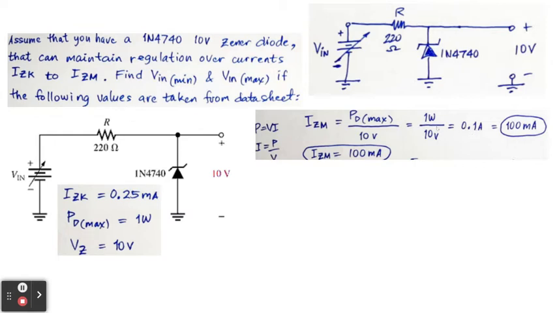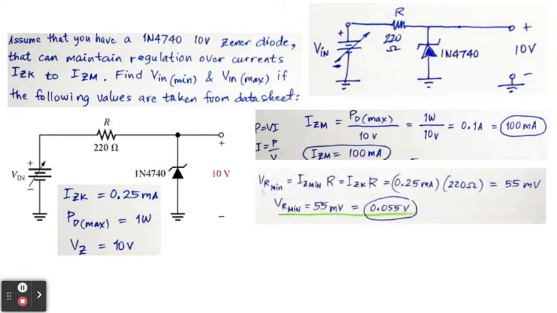Take note that when you divide watts by volts, the answer will be amperes. And if you want to change it to milliamperes, you only need to multiply it by 1000. So it will be 100 milliamperes. So in our calculation, the IZM is equal to 100 milliamperes.